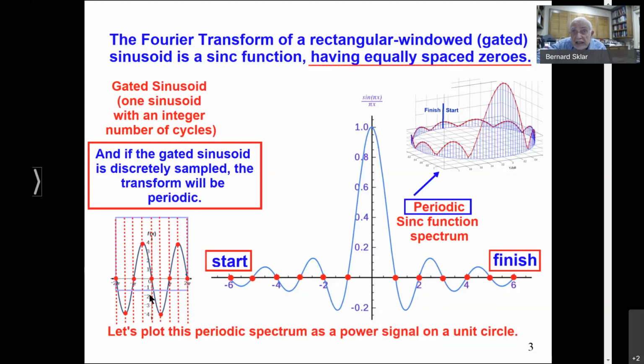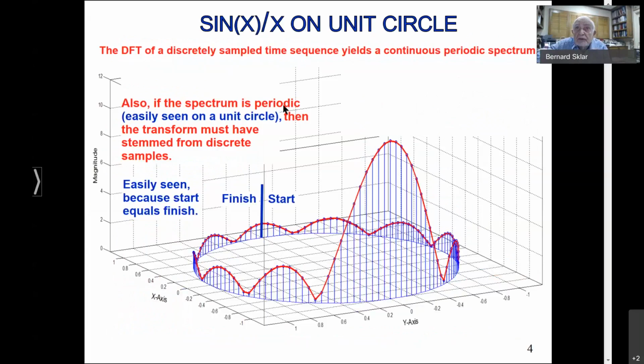The sinc function starts and it's finished, and then it starts again and it's finished again, and that says I can nicely show that on a unit circle, as long as I get rid of the transients, as long as the start and the finish are exactly the same points. Notice how not only is it simple, but it's very convenient to look at something plotted on this unit circle and say, look, I go round and round the circuit, and every time I make another path from start to finish, I've basically given you one more period on this periodic type of event. So also, if the spectrum is periodic, easily seen on a unit circle, then the transform must have stemmed from discrete samples. So there's a lot going for plotting things on a unit circle.